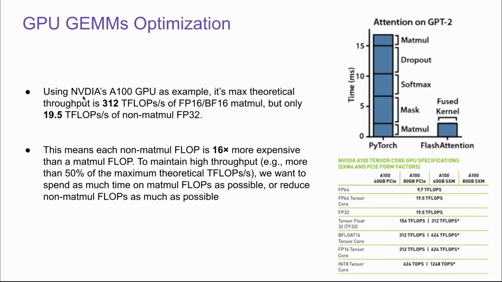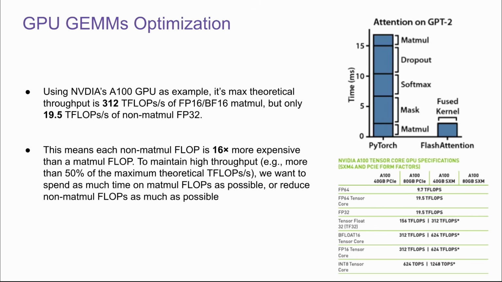As a result, using NVIDIA's A100 GPU as an example, its maximum theoretical throughput is 312 TFLOPS of FP16 matrix multiplication, but only 19.5 TFLOPS of non-matrix multiplication FP32. I pulled the data from the NVIDIA GPU specifications, and this means each non-matrix multiplication FLOP is around 16 times more expensive than a matrix multiplication FLOP. So to maintain high throughput, we want to spend as much time on matrix multiplication as possible, or reduce non-matrix multiplication FLOPs as much as possible.